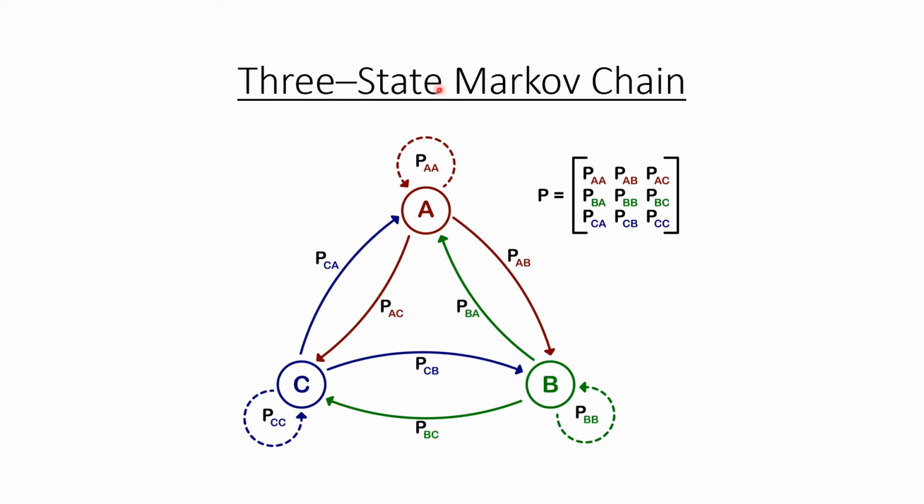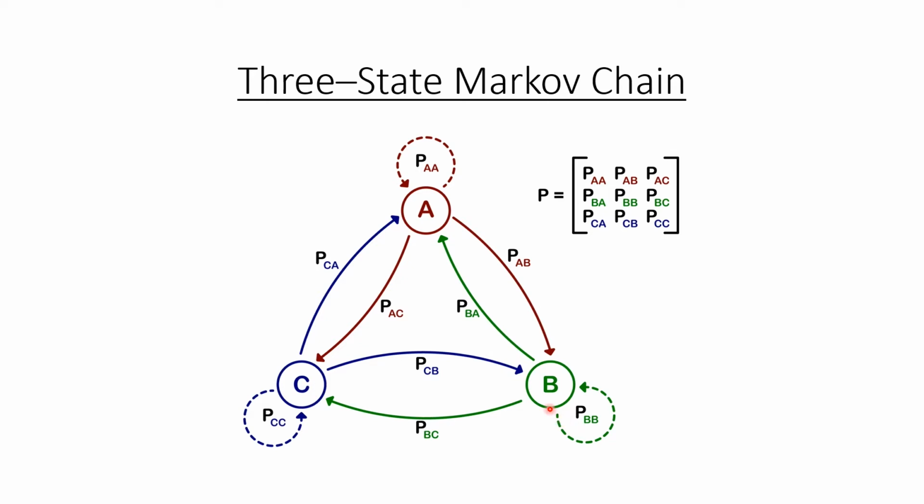This is a three-state Markov chain. There are three states, A, B, and C. Now A can do three things. A can remain A, can become B, or can become C. B has also three choices. B can remain B, can become A, or can become C.